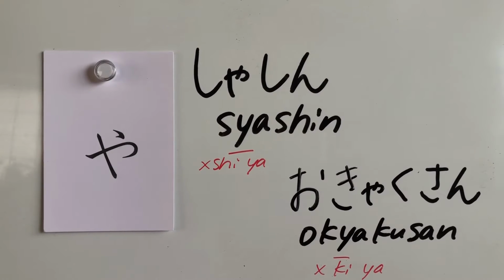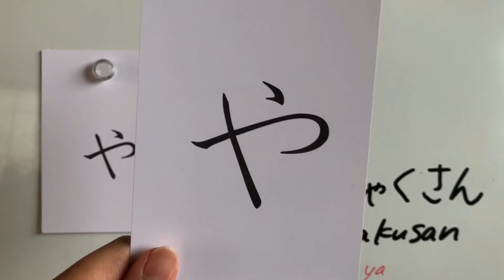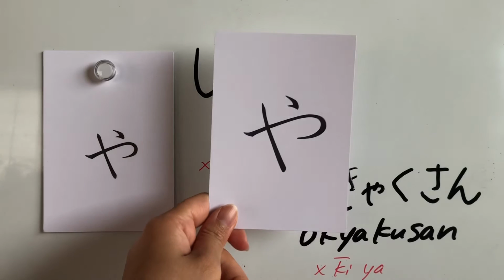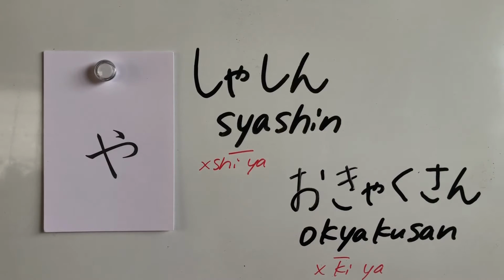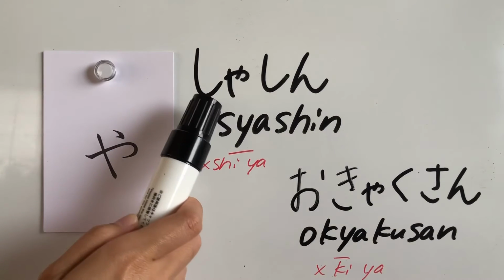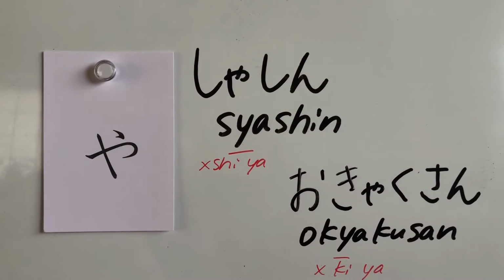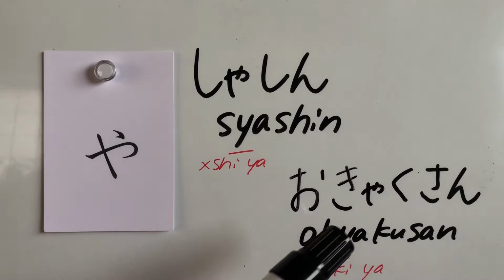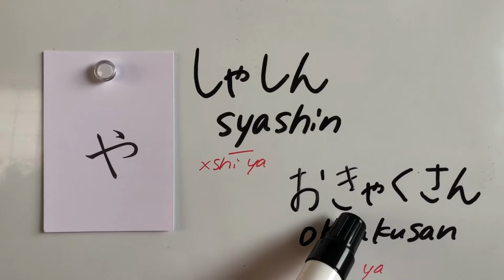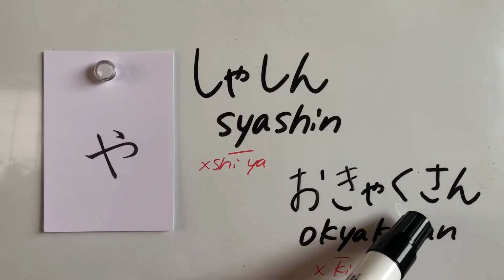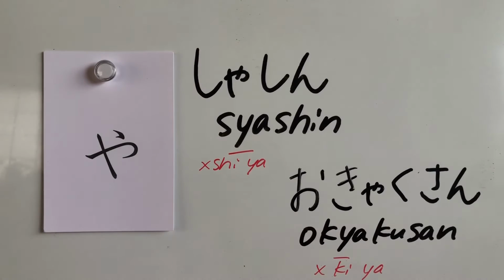Alright, so for the second one, that's the original one of the letter ya, right? Ya. And that's the small letter of ya, small ya. Okay, and here, so this one is shi, small ya, sha. We say shashin, shashin. Okay, and then the second one we have o, ki, small ya, ku, san, okyakusan.